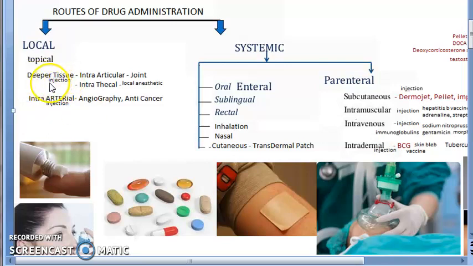Then coming to deeper tissue, like an injection into a joint space. An injection can be given and this drug will act locally in that joint space. So that will also be local, okay. Then what is the example for that? Like hydrocortisone acetate you can inject into the knee joint.